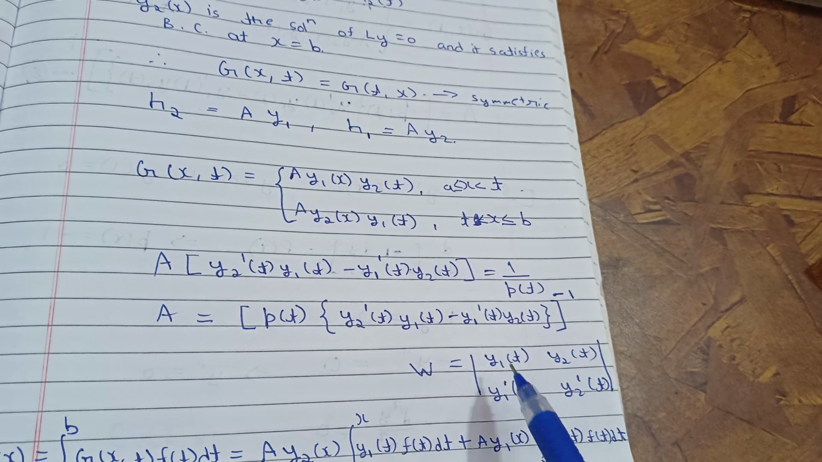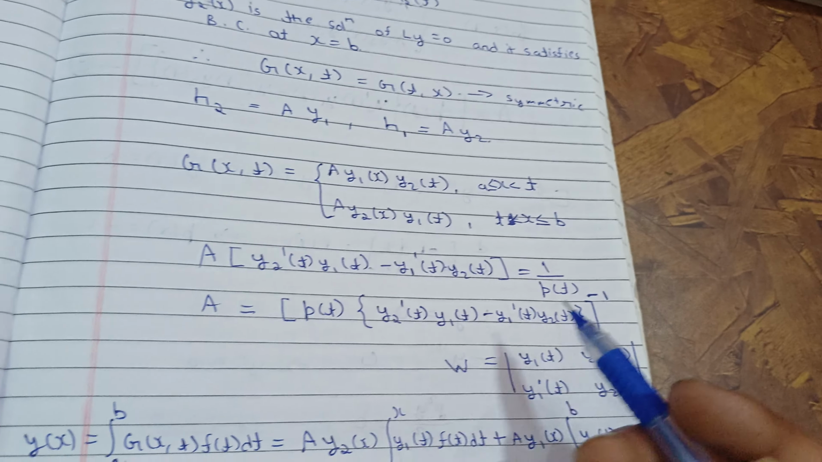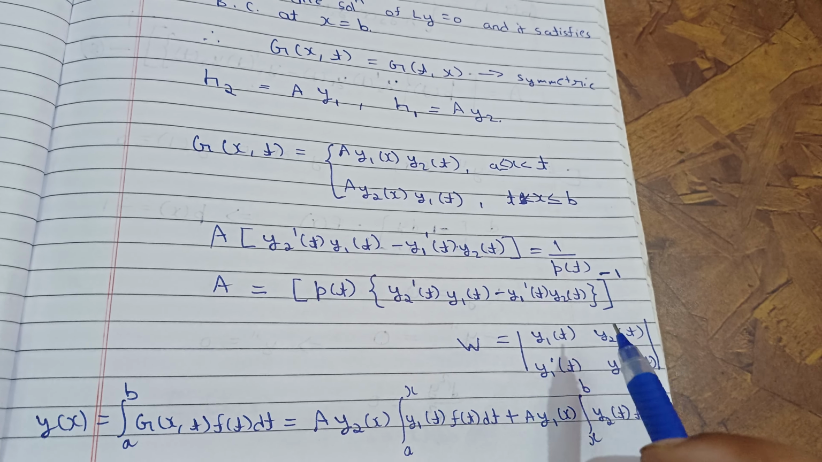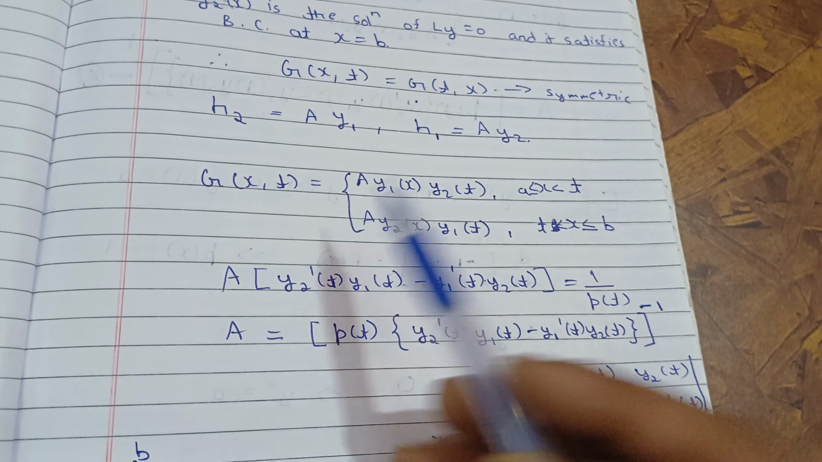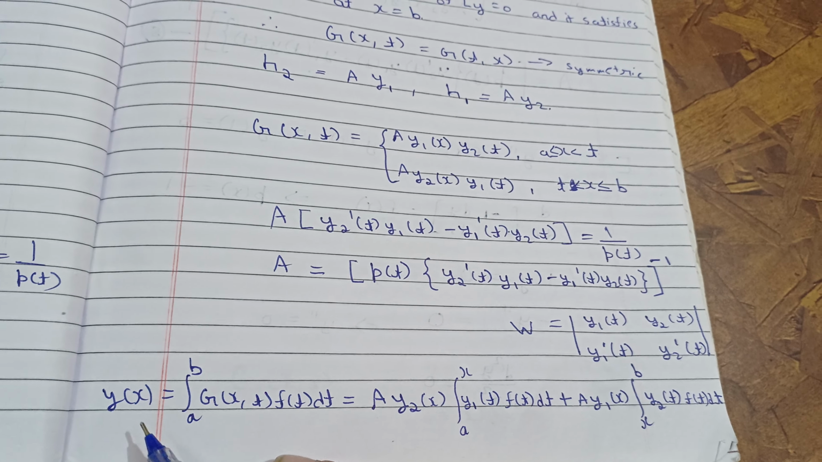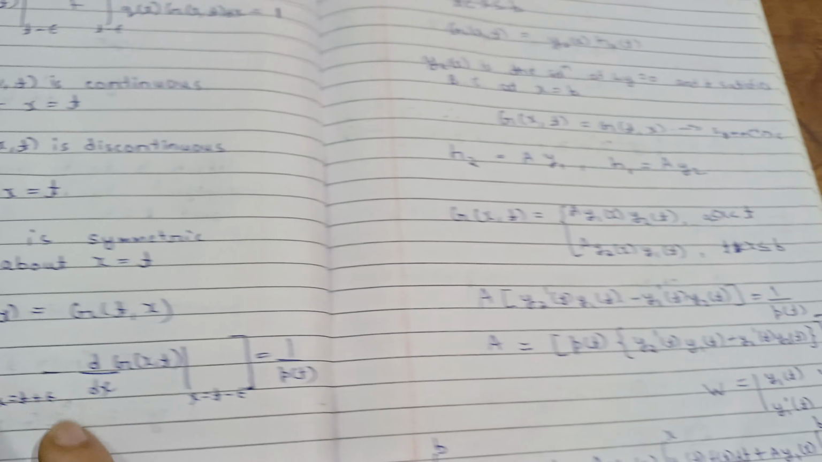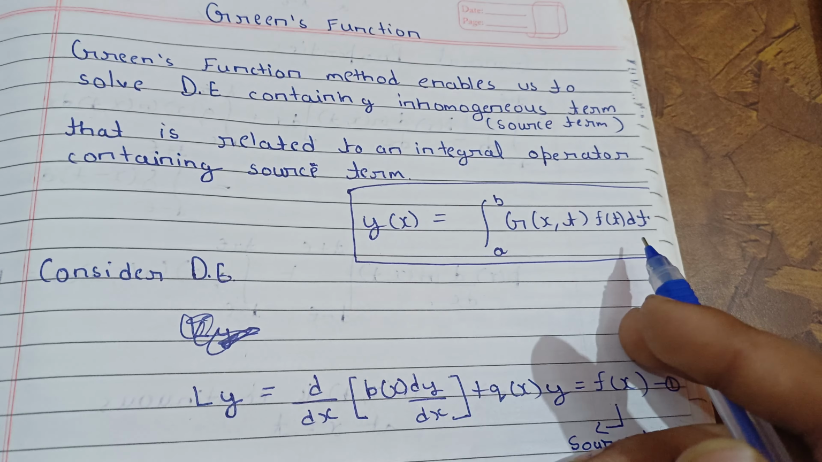You can find this Wronskian, and you can find the a. Somewhere in the question it is given that the Wronskian is this, so you can find the a value. Now you have a and you have g, so you can write the complete solution: y(x) is nothing but the integral of g(x,t) f(t) dt. That's what we defined in the first place.